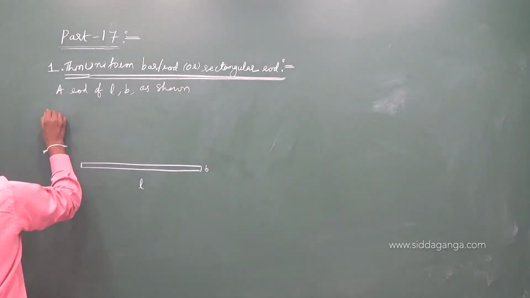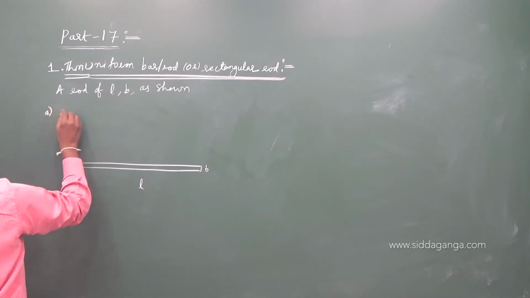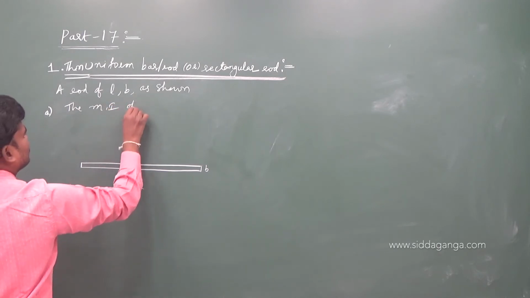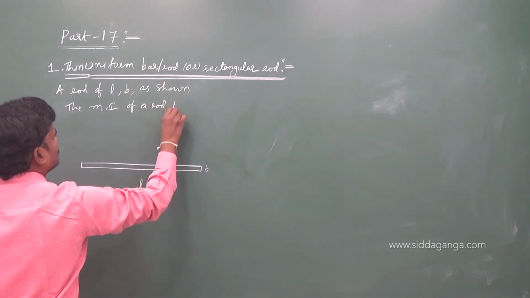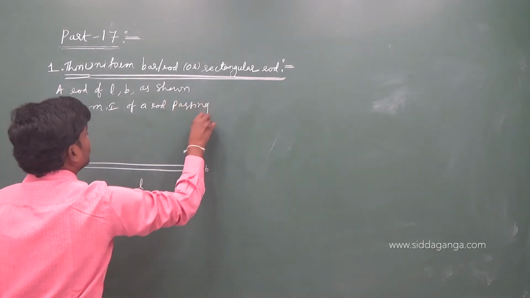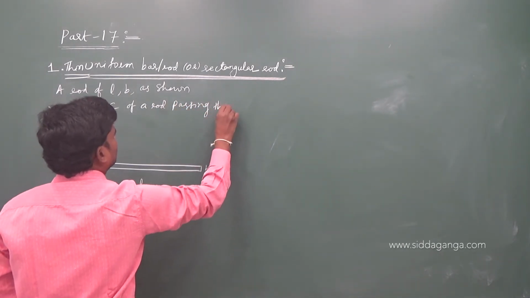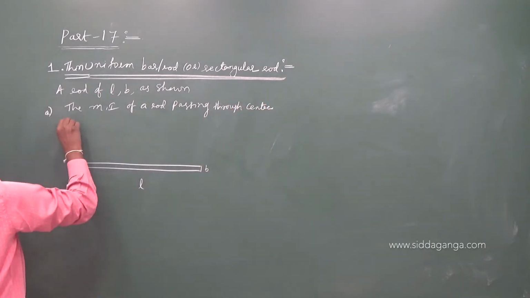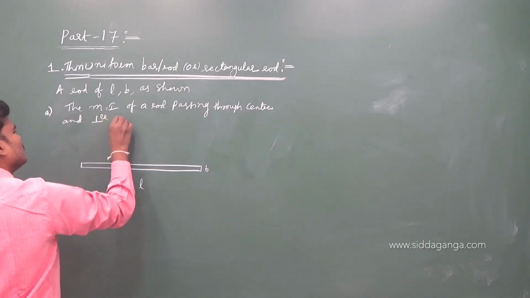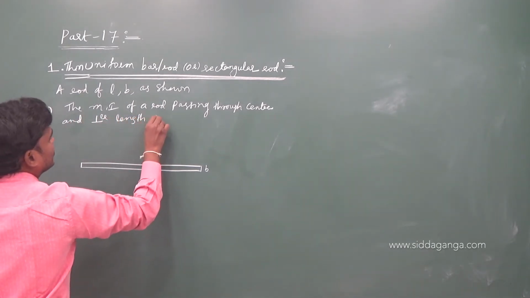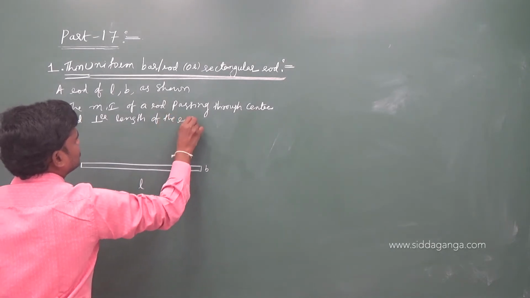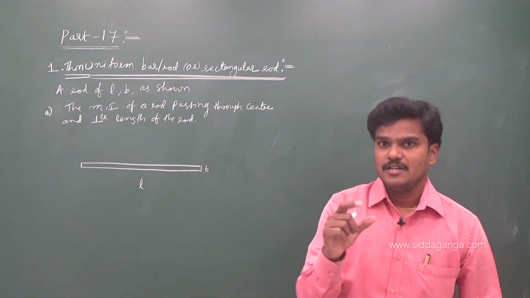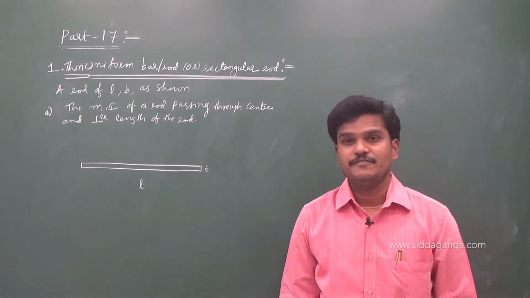Now the question number 1 I am finding here. Let me write something, ABCD. So I am finding the moment of inertia of a rod passing through center and perpendicular to the length of the rod. See, these words are important. I told you earlier, for one body there are different moments of inertia in different directions.